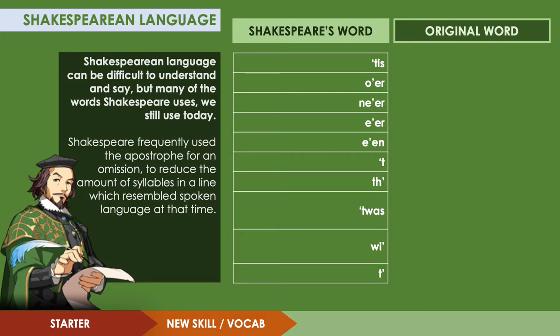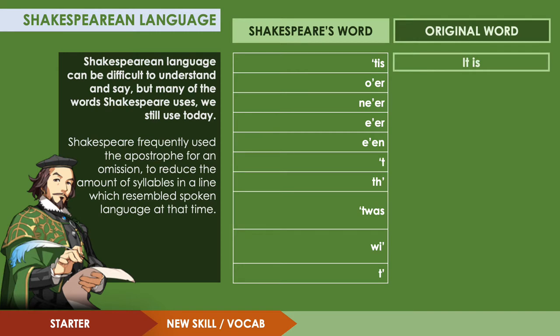So guys, Shakespearean language can be difficult to understand and say, but many of the words Shakespeare uses we still use today. So Shakespeare frequently uses the apostrophe for an omission to reduce the amount of syllables in a line, which resembled spoken language at that time. So let's go through some examples.